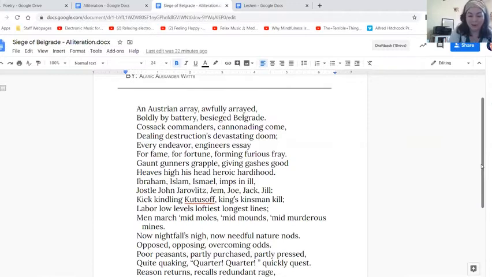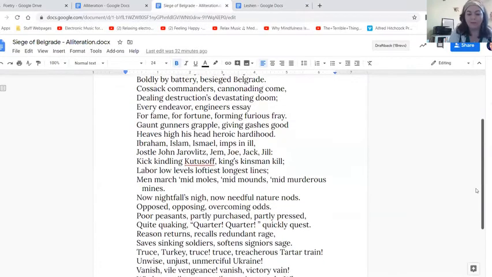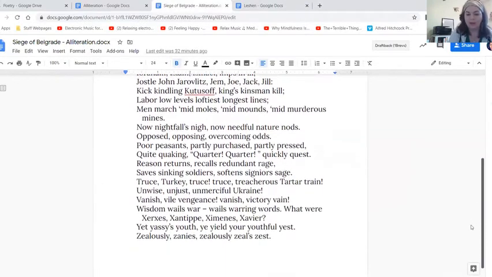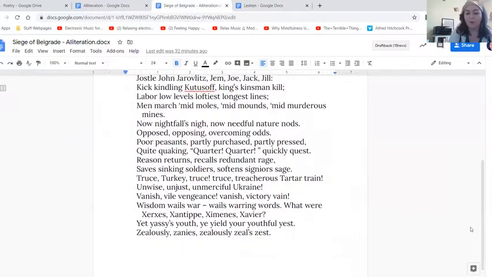Men march mid-moles, mid-mounds, mid-murderous mines. Now night falls nigh, now needful nature nods. Opposed, opposing, overcoming odds. Poor peasants, partly purchased, partly pressed. Quick quaking, quarter, quarter, quickly quest. Reason returns, recalls redundant rage, saves sinking soldiers, softens seniors sage. Truce, Turkey, truce, treacherous Tartar train, unwise, unjust, unmerciful Ukraine. Vanish, vow vengeance, vanish victory vain.